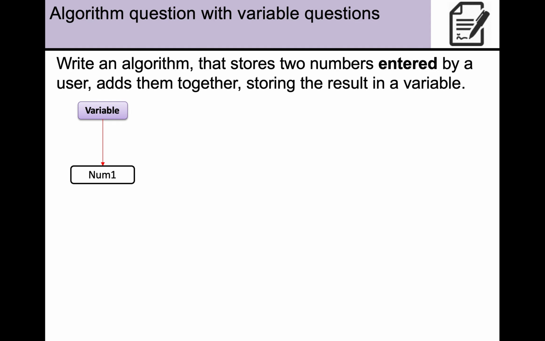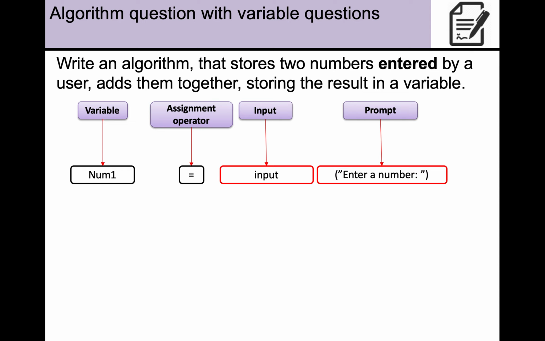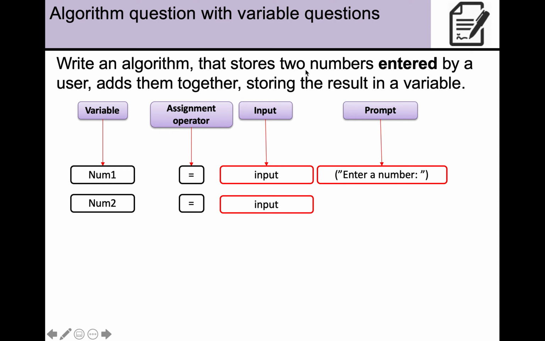Well, we have our first number, num1, an assignment operator. We have our input, and we have our prompt. So the user can enter a number, and that will be stored inside the variable num1. Well, we again have a second variable, num2, to store the second number the user is going to enter. They're going to have an input command, and our prompt's going to be a little bit different, just to say enter another number.